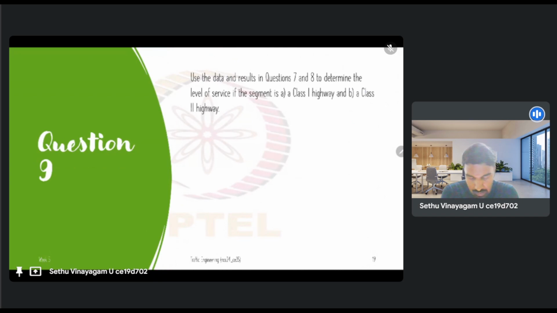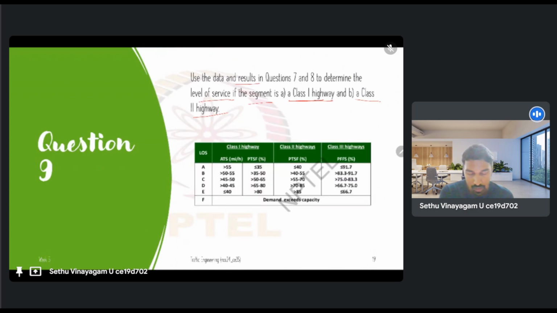Here we need to again make use of the data from question 7 and 8 and also the results that we got to determine the level of service for that segment, assuming in part A it to be a class 1 highway, and in part B assuming it as a class 2 highway, right? So here we have to put those two results together to determine the LOS. Here is the table that gives us the performance measure ranges for different LOS conditions depending on the type of highway.